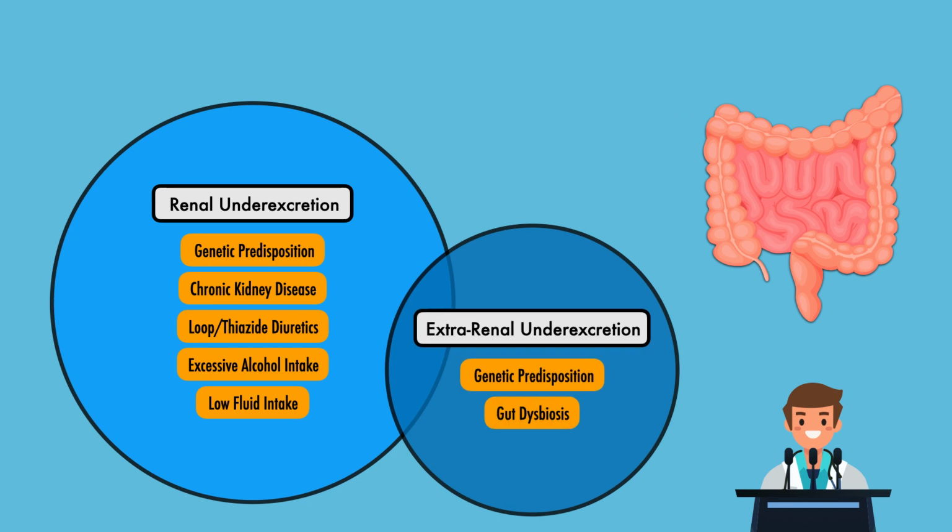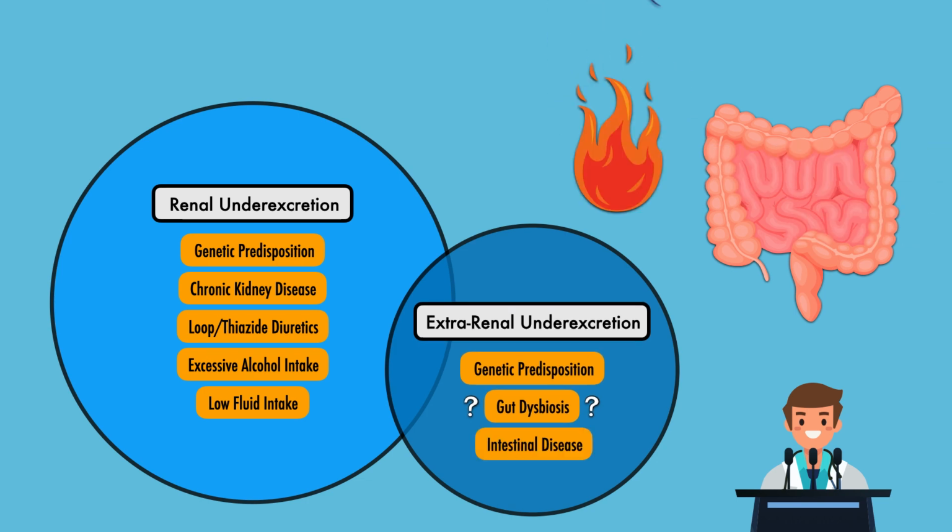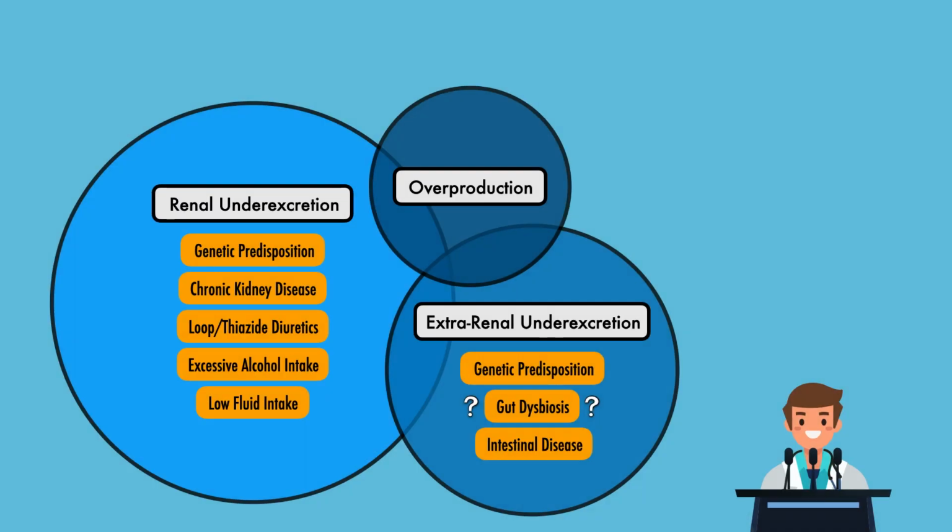There's also an ongoing investigation into gut dysbiosis, looking specifically at the impact of microbial diversity on uric acid metabolism, cell membrane transporter function, and the inflammatory response to monosodium urate crystal deposition. However, no definitive statements can be made at this time. In theory, any disease that damages intestinal cells or leads to unfavorable changes to the gut microbiota could affect the uric acid concentration. Finally, compared to renal underexcretion and extrarenal underexcretion, overproduction of uric acid contributes to hyperuricemia the least.